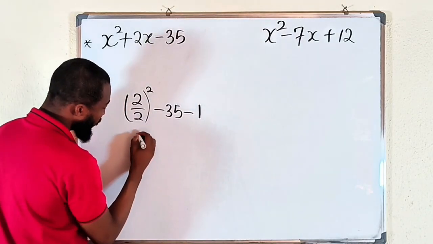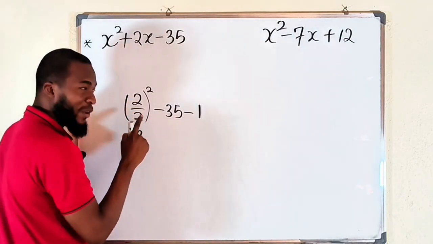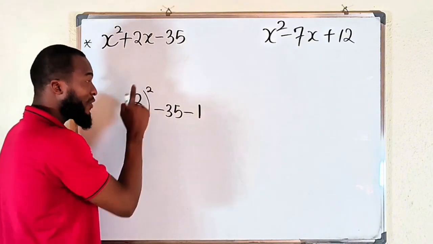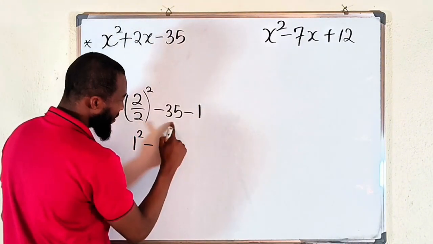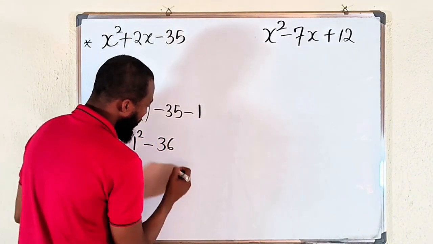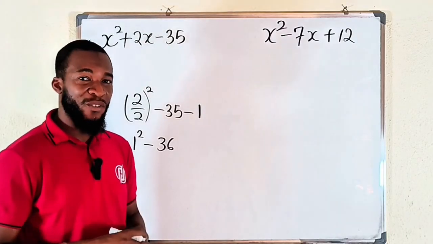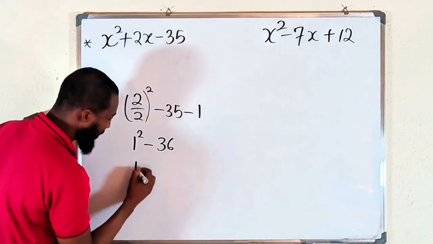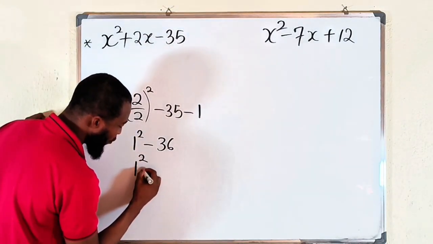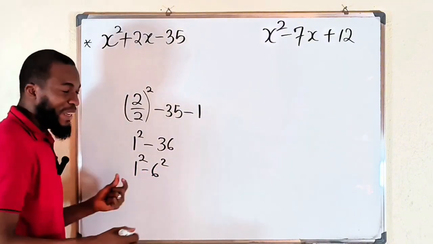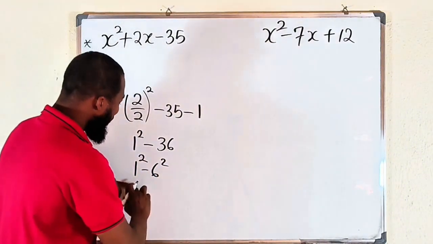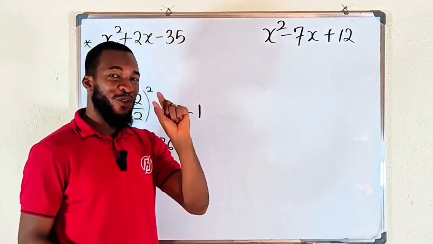You see this one? This will give us negative 35. So this one will be 1 squared, right? Because this is 2 divided by 2, 1 squared. Leave it in its squared form. Minus, this is negative 36. But we know that 36 is a perfect square, which can be written as what? 6 squared. So this is 1 squared minus 6 squared. Difference of two squares. The moment you factorize this, it will give you those two numbers.